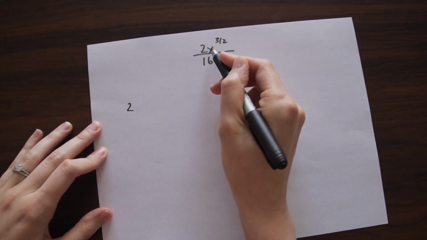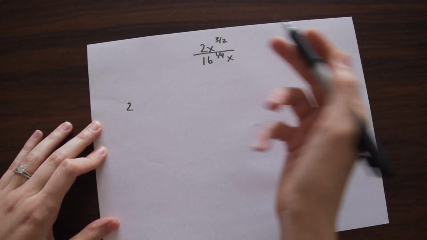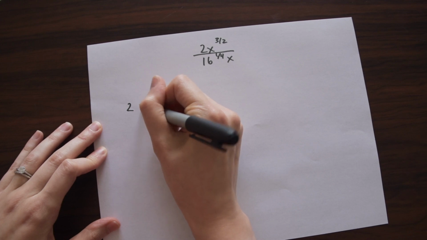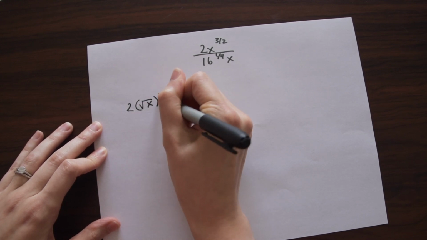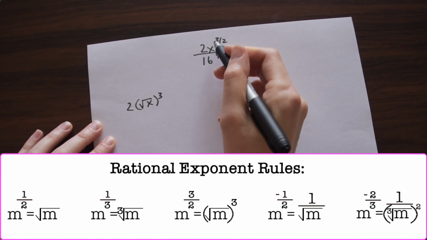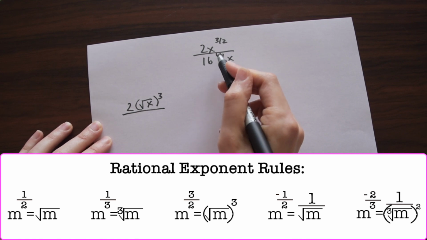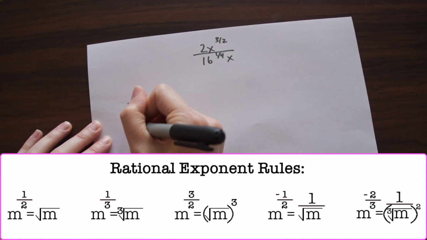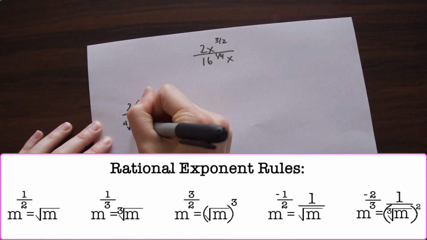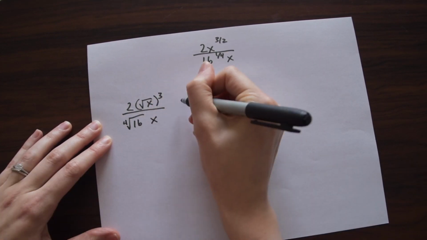And now we have this x raised to the 3/2 power. Based on our rules, we can say radical x cubed, right? Because this is in the denominator, so we know it's going to be a regular radical, and then we're just cubing it. And then this is over 16 to the 1/4, so that is the quad root of 16. And x, there's no exponent here, so this is just x.